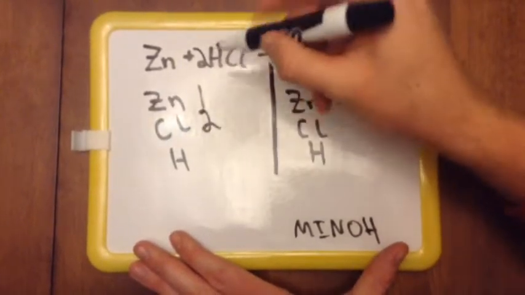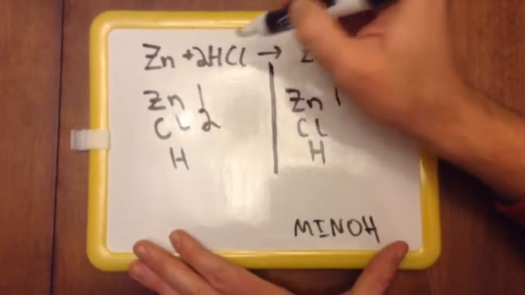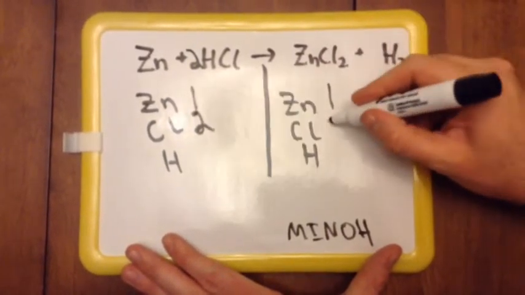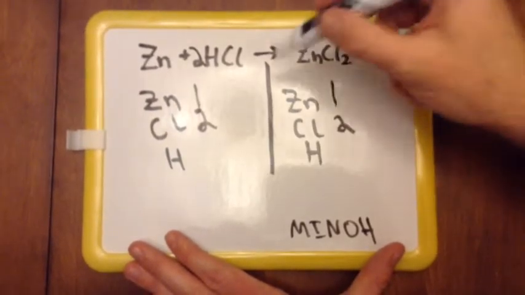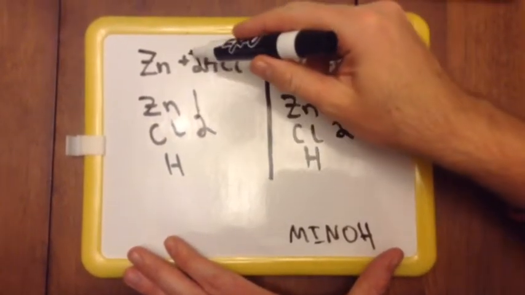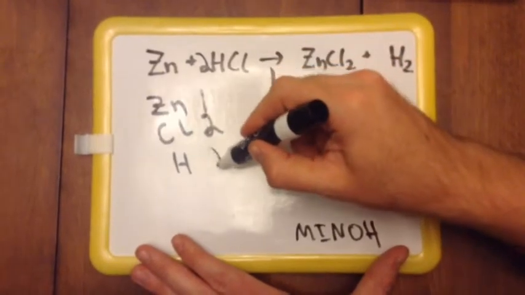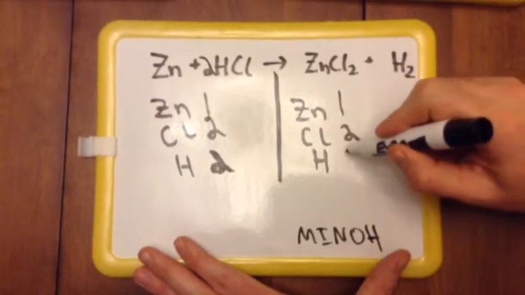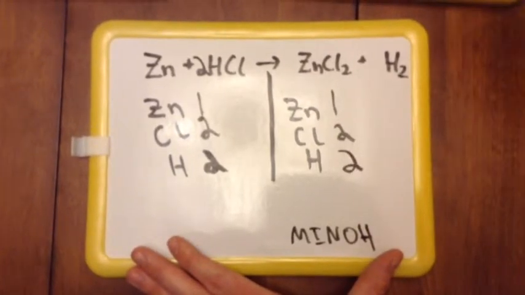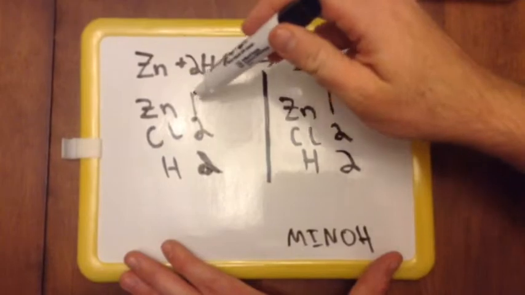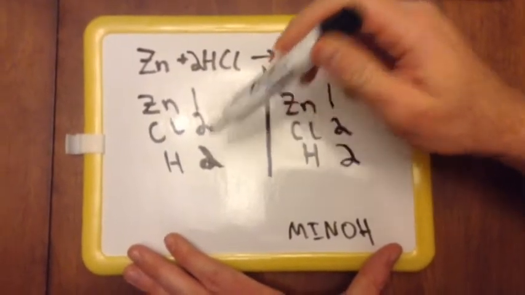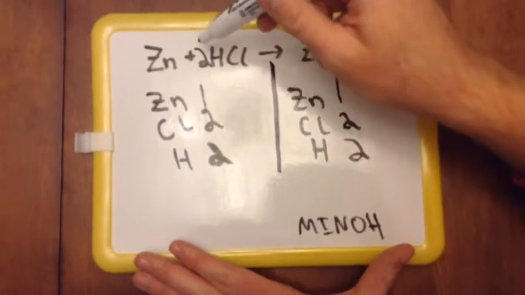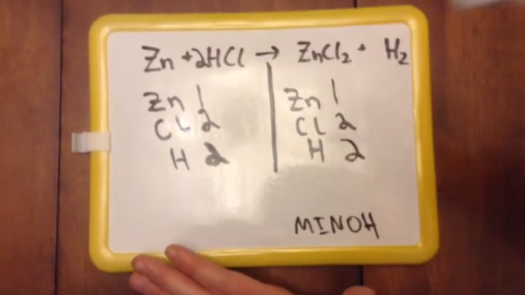Now I have 2 because of this coefficient that distributes to the whole molecule. Over here on the product side, I have 2 chlorine. And then moving on, I'm going to count my hydrogen. Well, I put in this 2, so I have 2 hydrogen because it distributes to the entire molecule. And over here, I have 2 hydrogen. This equation is now balanced. As you can see in these counts, I've got 1 zinc, 2 chlorine, and 2 hydrogen on both sides of the equation. It's balanced. And all we had to do was put in a coefficient of 2 right here.